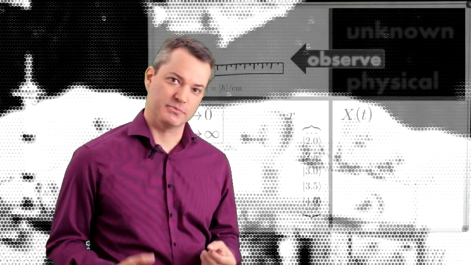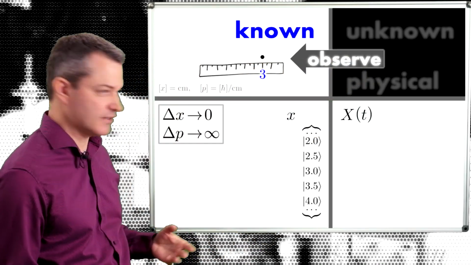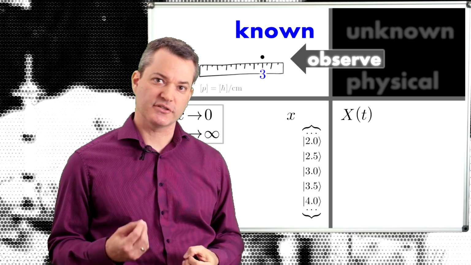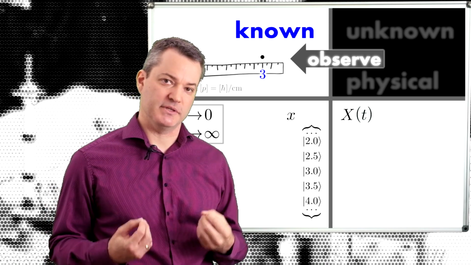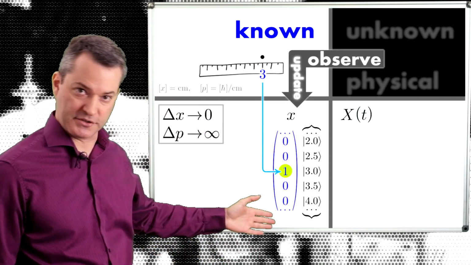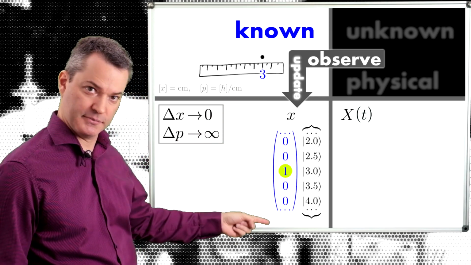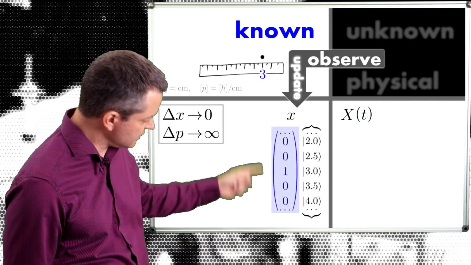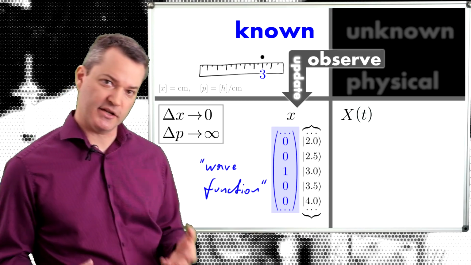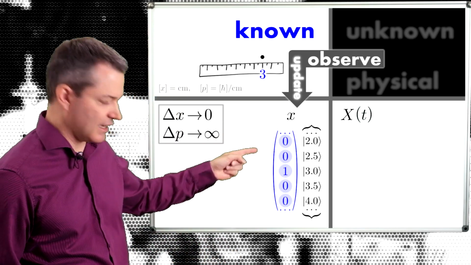Now we are ready to perform the actual measurement. Let's say we measure a position of x equals 3 centimeters. We represent the certain knowledge that the position has been measured as x equals 3 centimeters by writing down a column of numbers with a 1 at the measured position and zeros everywhere else. This column of numbers is called the wave function, and it represents maximally precise knowledge of the physical situation. The individual numbers are called amplitudes.